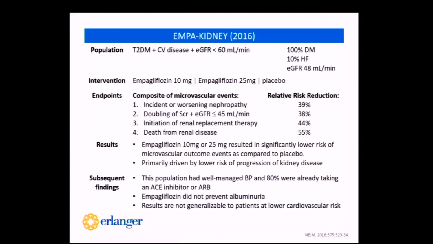Subsequently, the study also found that this patient population at baseline already had well-managed blood pressure, and 80% were already taking an ACE inhibitor or ARB. So it's something to keep in mind. The results of this trial really can't be extrapolated to those who are not on an ACE or an ARB at baseline, which is kind of our mainstay medication for renal protection. And they found that empagliflozin did not prevent albuminuria like we know ACEs and ARBs can do. So these results are also not generalizable to patients at lower cardiovascular risk, just because, again, the population at baseline, they all had cardiovascular disease.